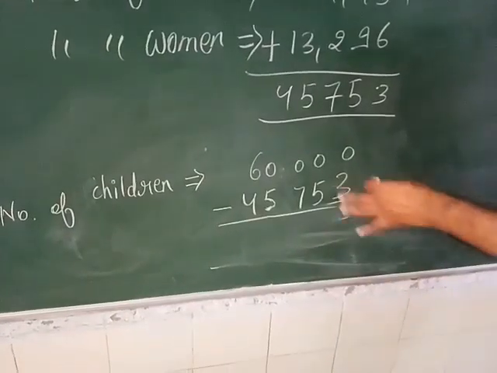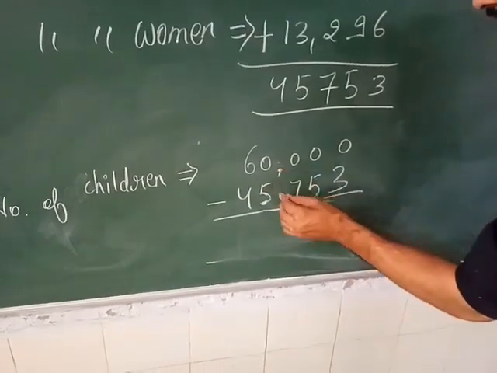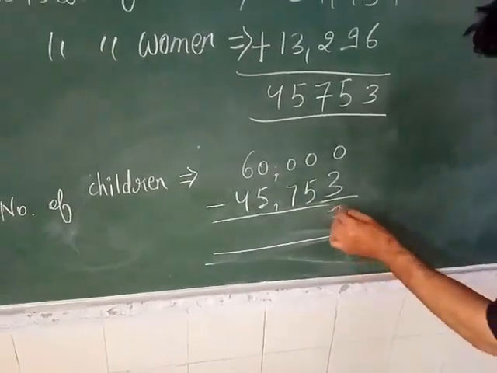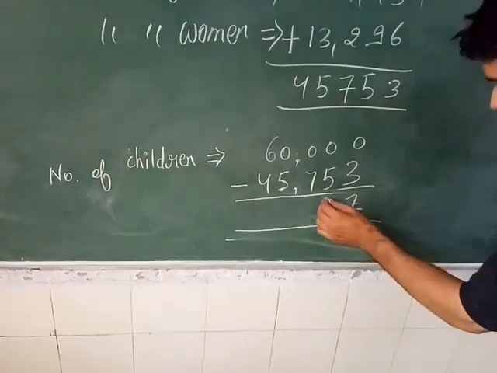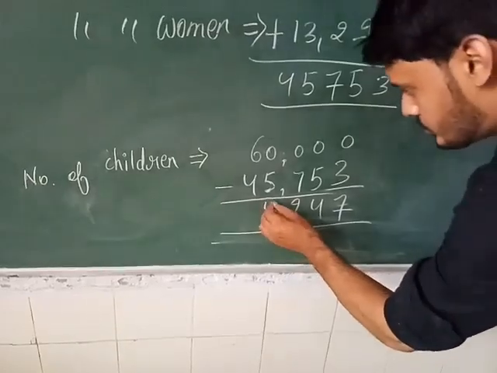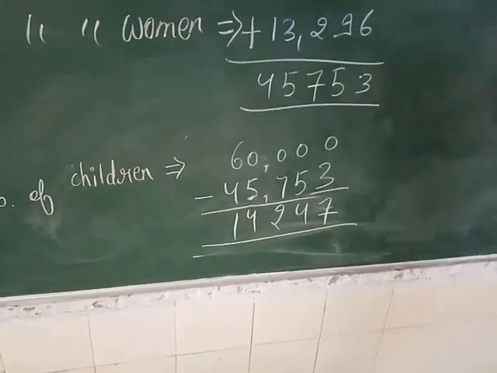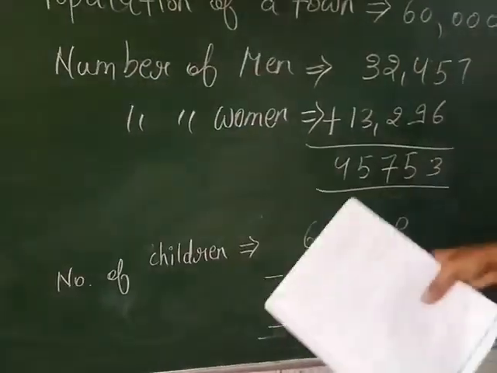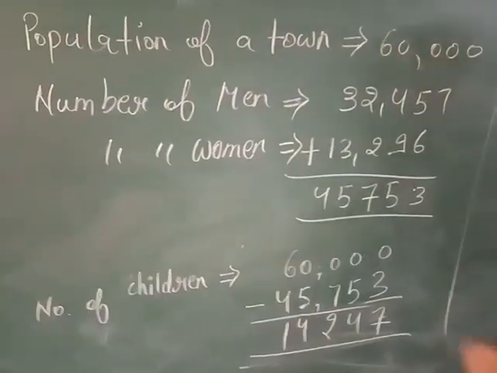I am doing this subtraction again. This is a comma, not 1. So 14,247. This was the number of children in that town. Now question 7.